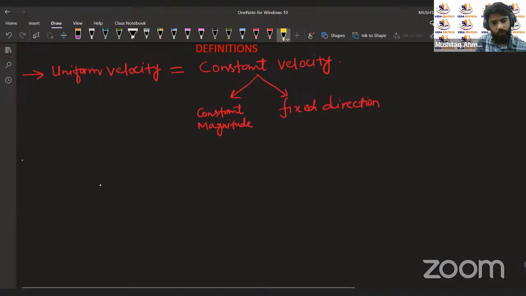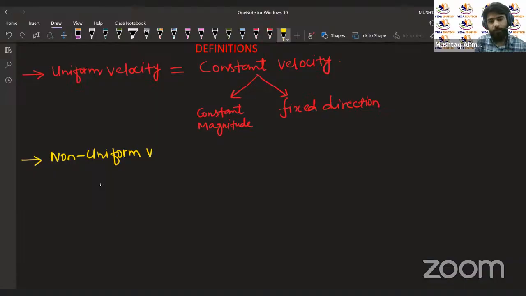And the velocity will be non-uniform if any one of these changes, either the direction changes or the magnitude changes, or both can change, direction as well as magnitude of the velocity, right? We can call that non-uniform velocity. So non-uniform velocity is nothing.